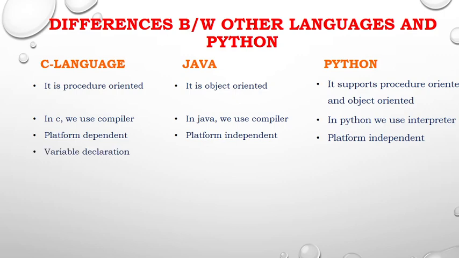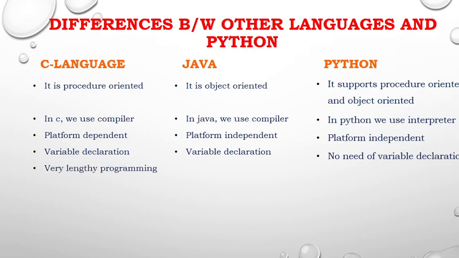Next, in C and Java, the variable declarations. If you want to use any variable, compulsorily we should declare the variables for our usage. But coming to Python, there is no need for variable declaration. Anywhere we can use a variable and assign values. There is no need of declaration. That is another major benefit.